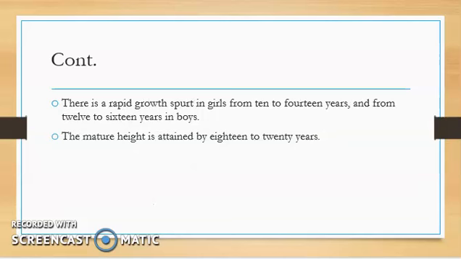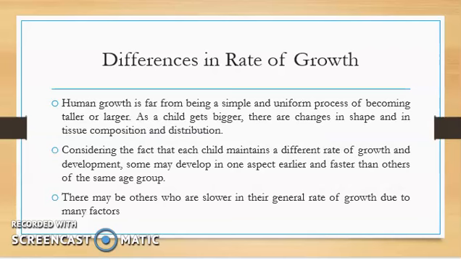And there are rapid growth spurts in girls from 10 to 14 years and from 12 to 16 years in boys. So these periods are different in boys and girls in terms of their growth and development. The mature height is attained by 18 to 20 years. So when you are 18 or 20 years, you usually gain your maximum height. So there are differences in rate of growth, and human growth is far from being a simple and uniform process, and we have already talked about it.